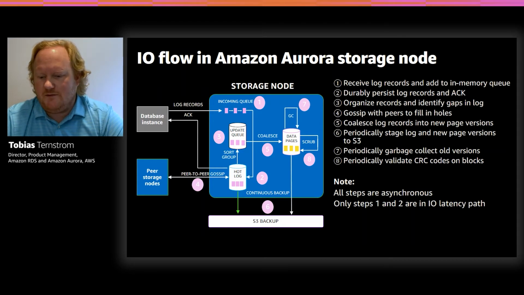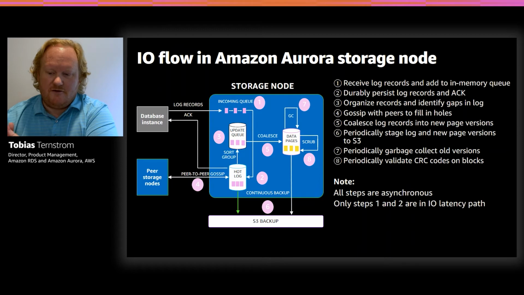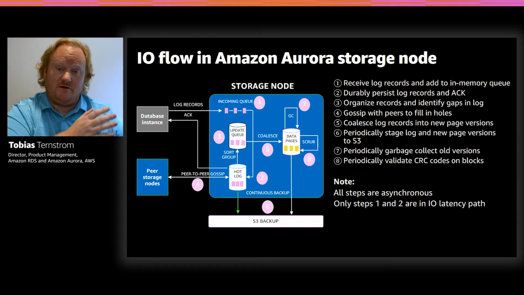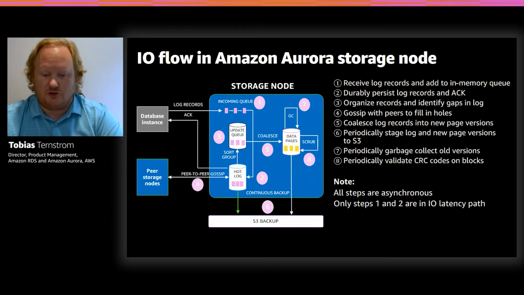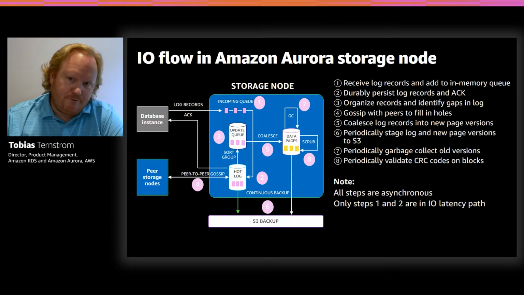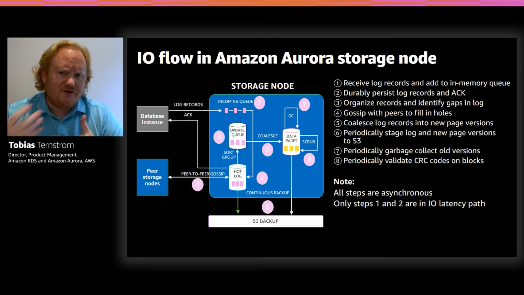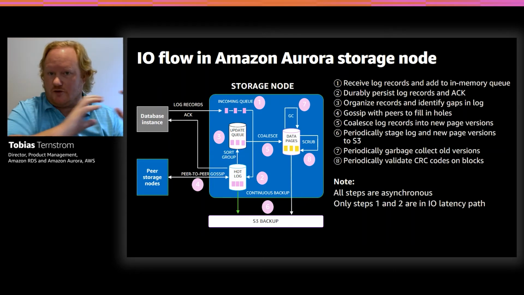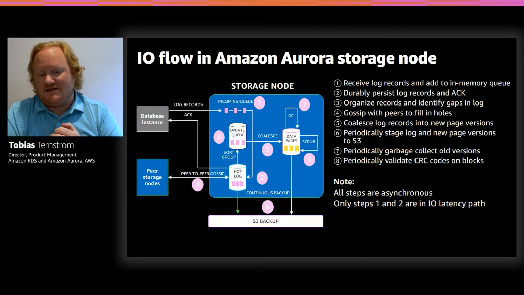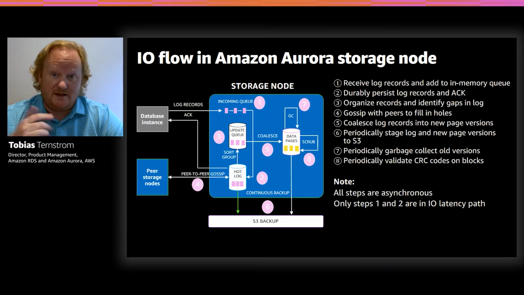And then periodically we stage log and new page versions to S3 so that we can do point-in-time recovery as well as snapshot backups. We also periodically remove old versions that we don't need anymore, and validate consistency of the data pages that we have. So that gives you a sense of what goes on in each of these little storage nodes. What's interesting to note is that, other than the gossip protocol and the incoming log records from the primary, they don't need to talk to each other. They're completely self-reliant.